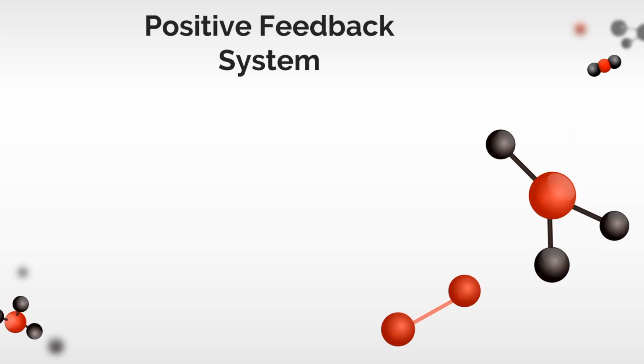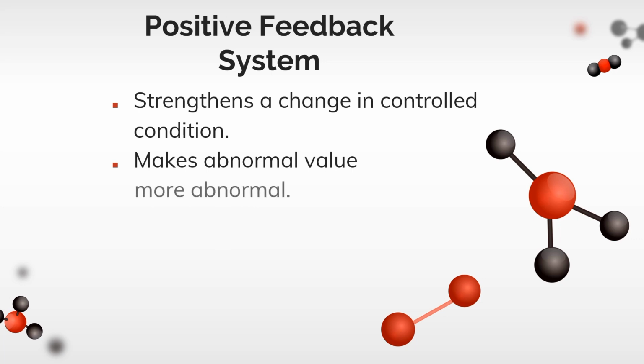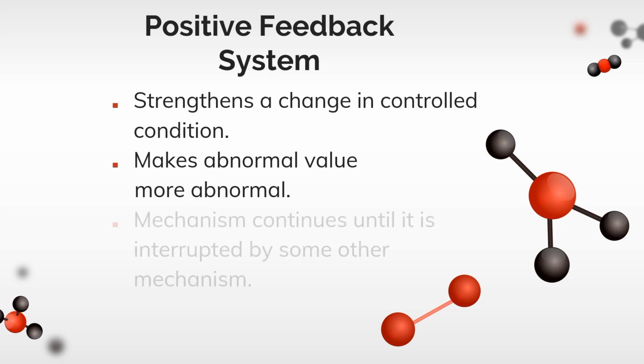Unlike a negative feedback system, a positive feedback system tends to strengthen or reinforce a change in one of the body's controlled conditions. It makes abnormal value more abnormal. In a positive feedback system, the response affects the controlled condition differently than in a negative feedback system.